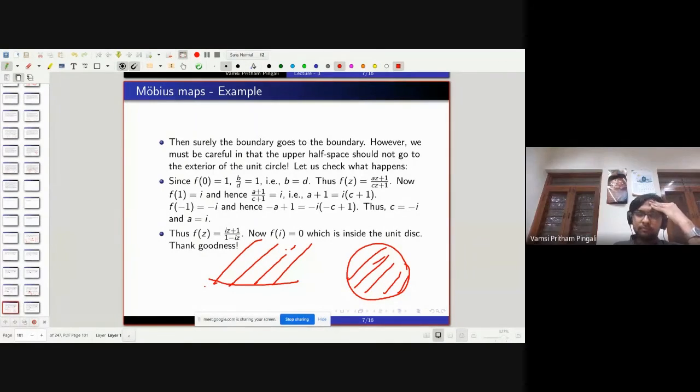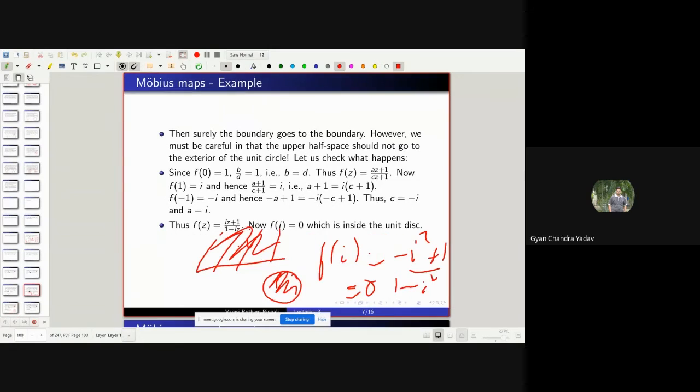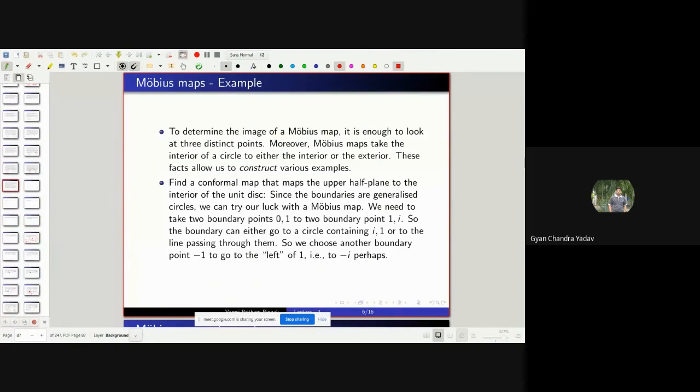Sir, we have taken the point minus 1 to the left of 0. And then on the circle, it is the point minus i. So how do we determine left on the circle? Left or right on the circle.